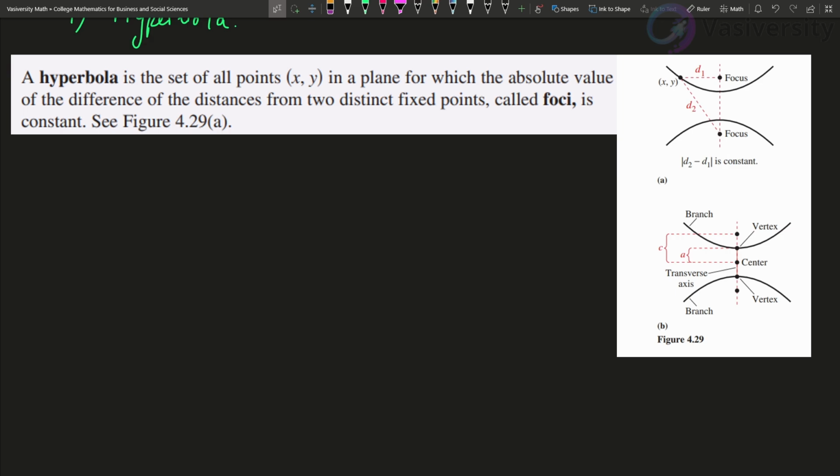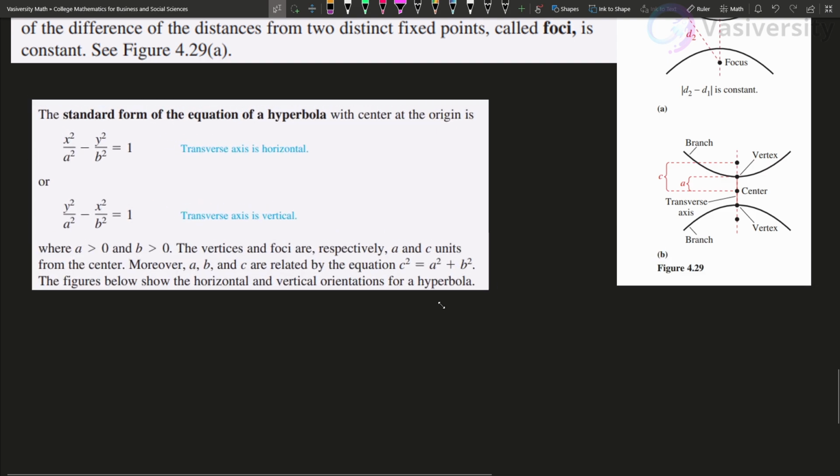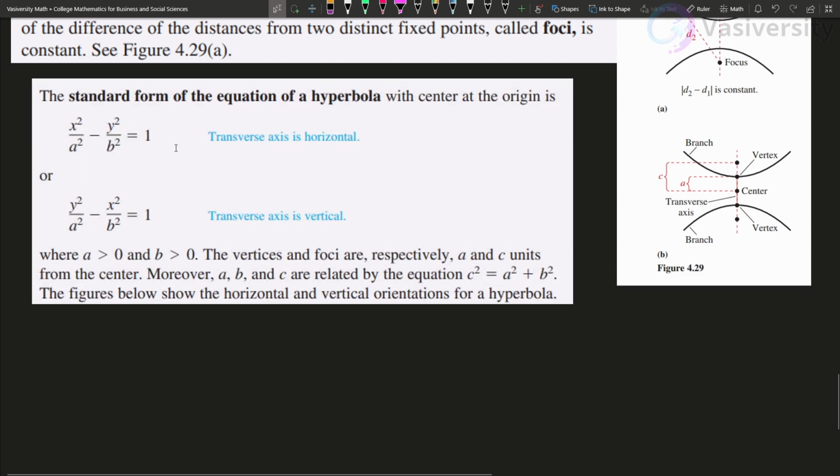So a hyperbola equation itself looks very similar to what an ellipse is, but the difference is we have a negative sign, right? The negative sign is a crucial difference here. So the standard form of the hyperbola, for the transverse axis being horizontal, right? Which we have here in the picture, right? The transverse axis is horizontal.